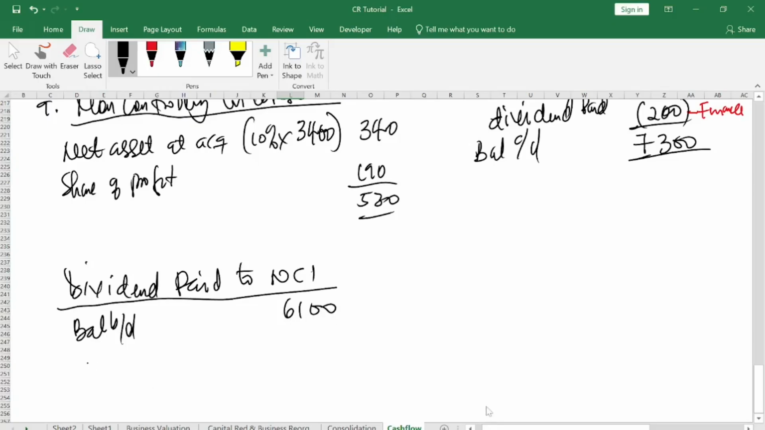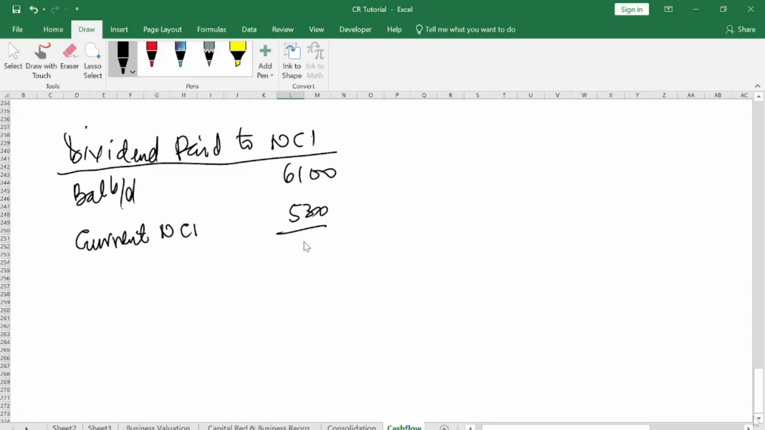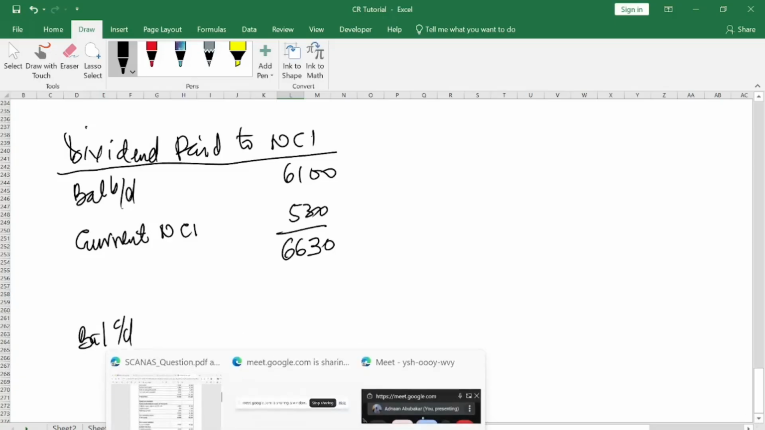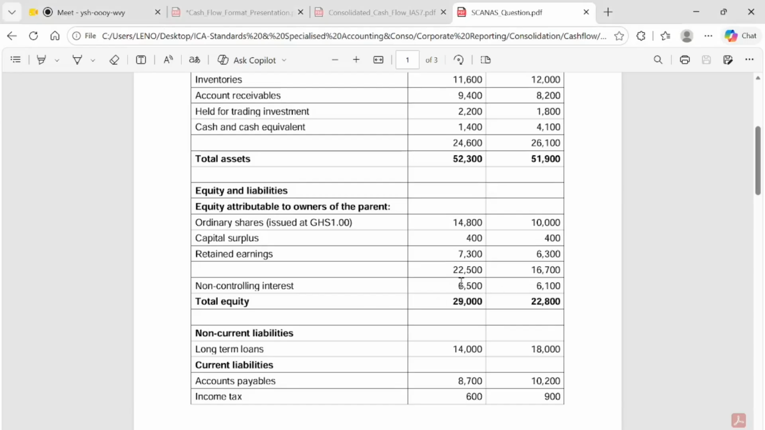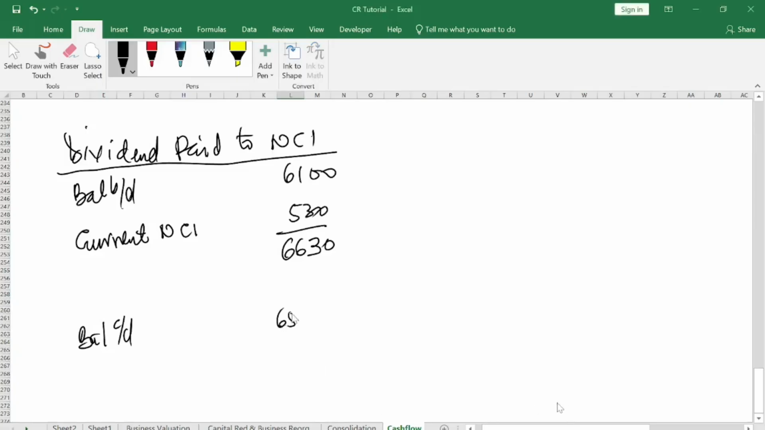And now for the year, we've just calculated the value of NCI. The current NCI is 530. You add it. What do you have? 6,630. Now check the balance carried down. How much is it? 6,500. Which means, have you seen that?